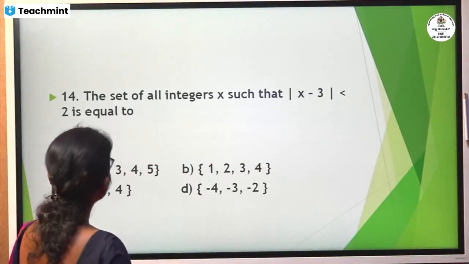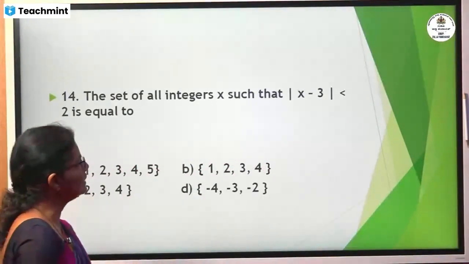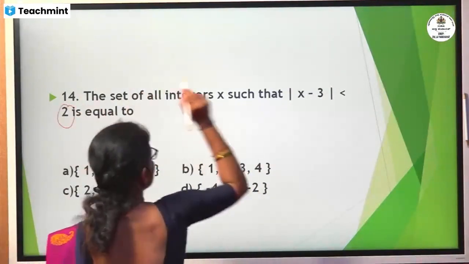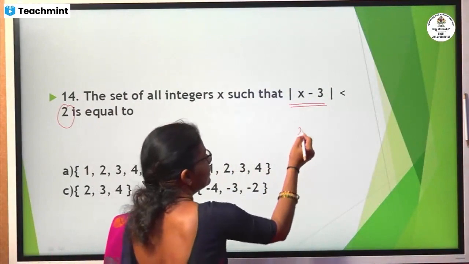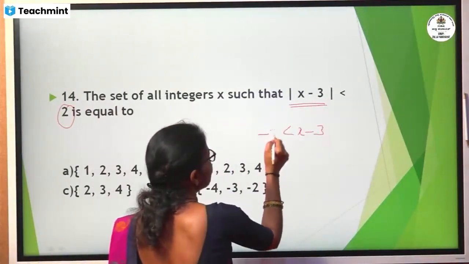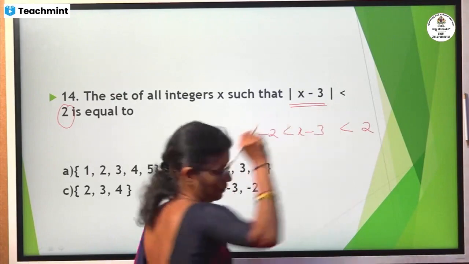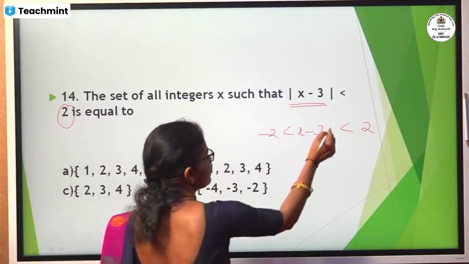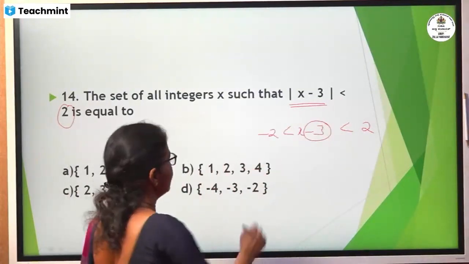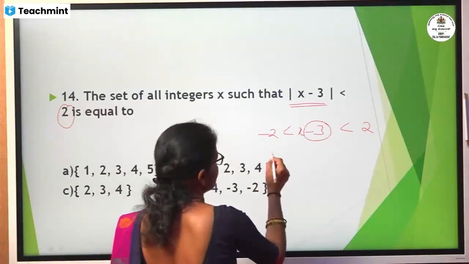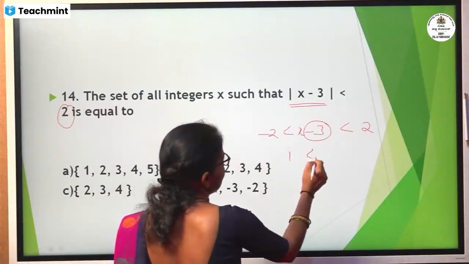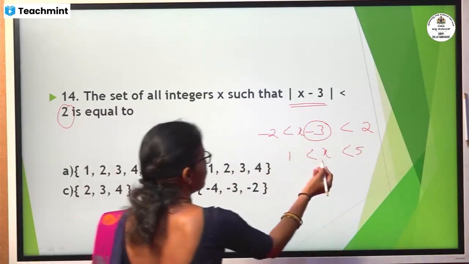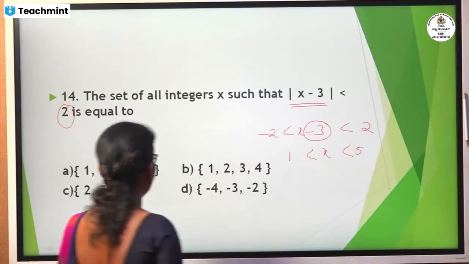Next question. The set of all integers x such that modulus of x minus 3 is less than 2. If we remove the modulus sign, x minus 3 is greater than minus 2 and less than 2. Go on simplifying. We need the x value, so minus 3 is to be eliminated. Add 3 throughout. Minus 2 plus 3, that is 1, less than x, less than 2 plus 3, that is 5. So 1 less than x less than 5 is the answer.